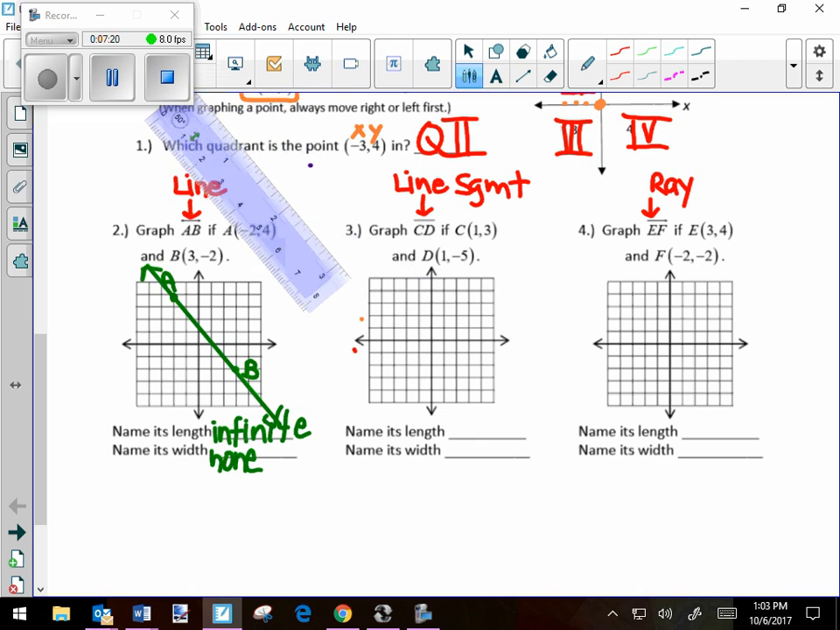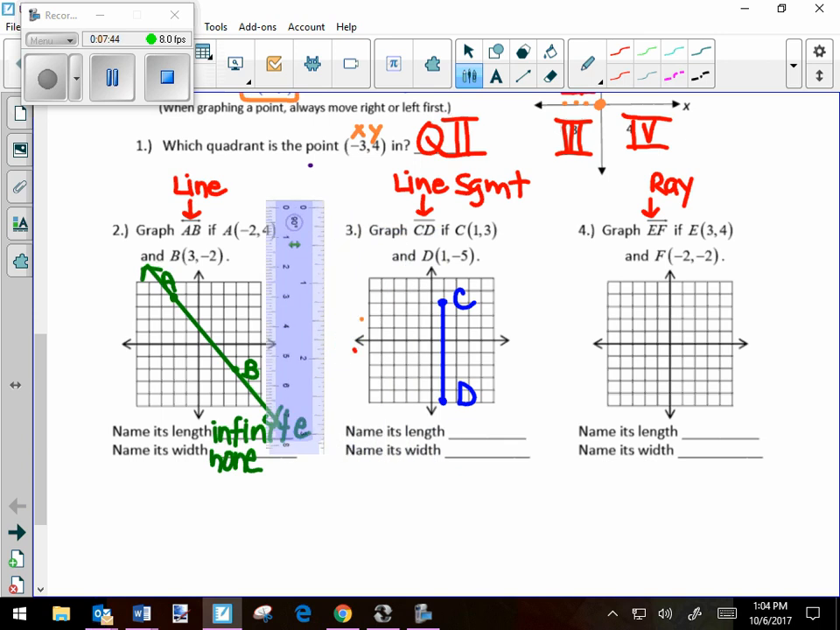In the second question, I'm going to graph CD. C is the point 1, 3. D is the point 1, -5. In this particular case, I'm asked to graph the segment that goes from C to D. I'm going to draw that segment in. I'm only drawing from C to D. It does not extend past CD. When they're asking me what its length is, I can count the squares. So from C, there's 1, 2, 3, 4, 5, 6, 7, 8. For its width, there is none.